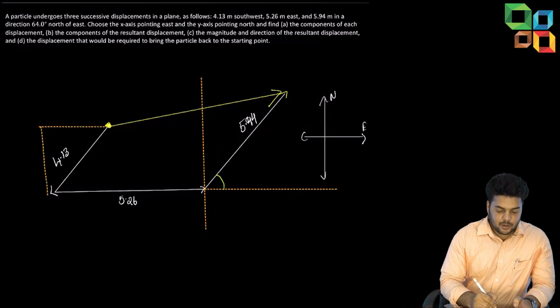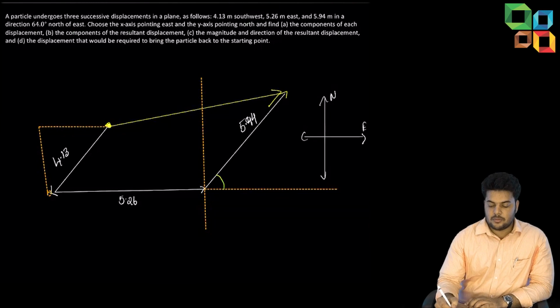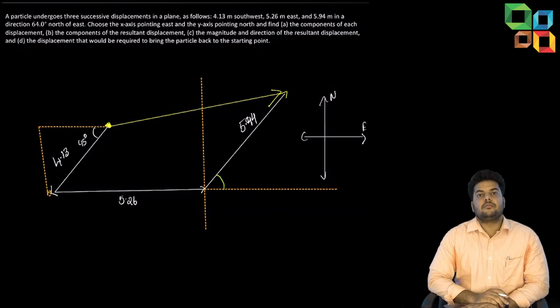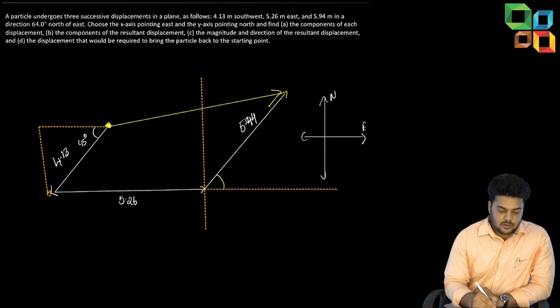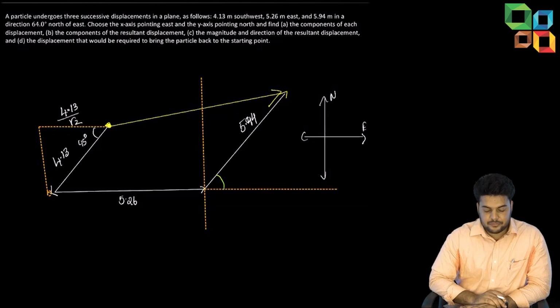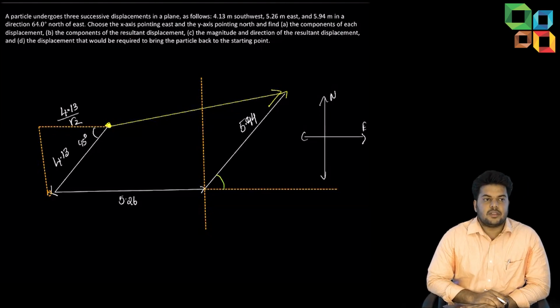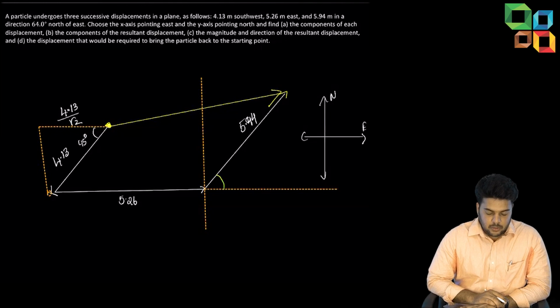Okay, because this is purely southwest, isn't it? That's the southwest direction. Southwest means this angle is 45 degrees. And we have already seen what happens in a 45 degree triangle, isn't it? So this is 4.13 divided by root 2. I was seeing 30, 60, 90, remembering their sine and cos. No, it's southwest, isn't it? That is 4.13 by root 2.